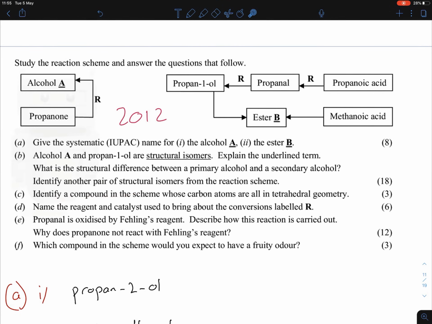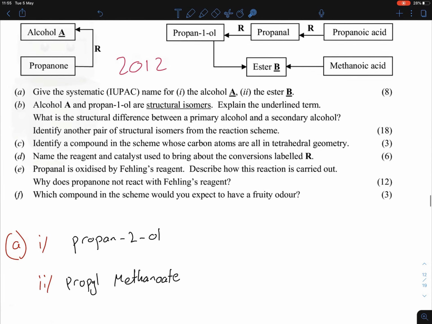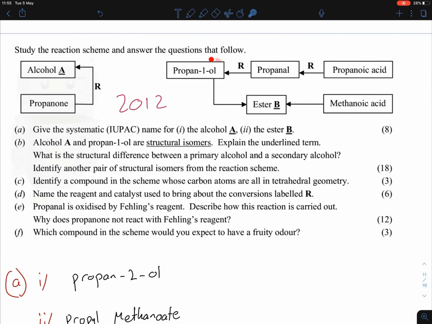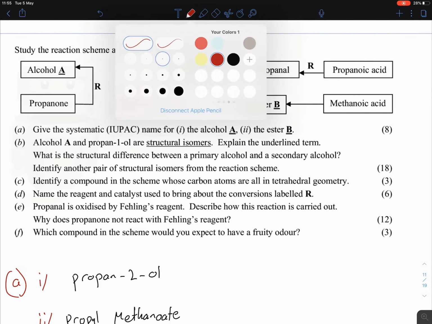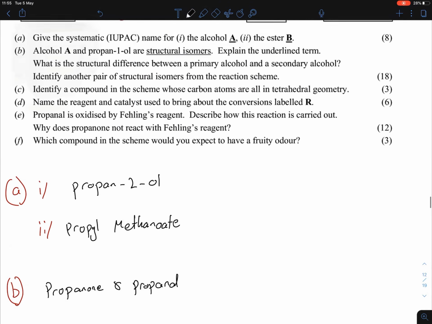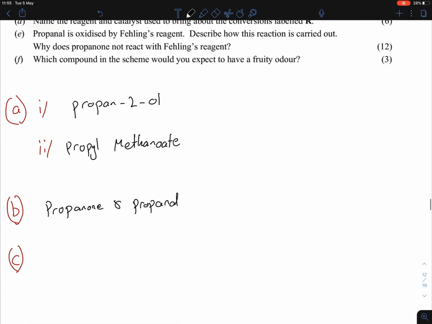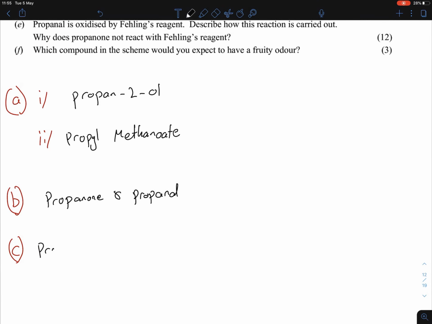So identify a compound in the scheme there. Well, there's 2 compounds that you could have said. You could have said alcohol A or propan-1-ol. So either of those 2 would have been fine. Now we know alcohol A to be propan-2-ol, so I'll just write down propan-2-ol there. You could put the propan-1-ol in there if you want, but it's automatically assumed that it's a primary alcohol if you don't have it in.